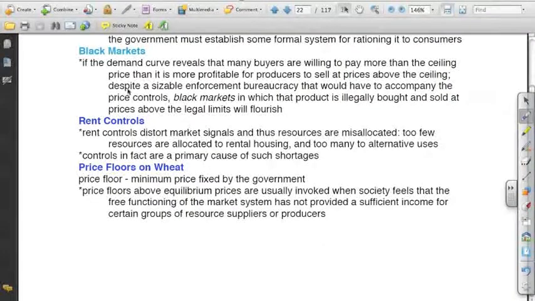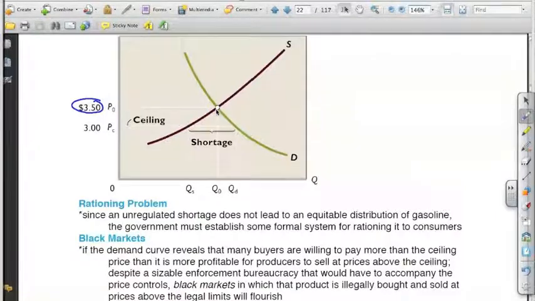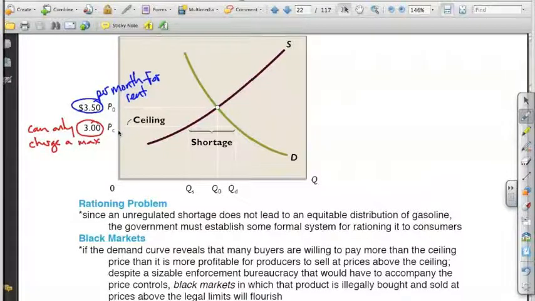Another reason we have shortages is rent controls. So rent controls can cause a maximum price to be set for renters. Say that landlords want to charge $3.50 per month for rent. But then the government comes in and says, no, you can only charge a maximum of $3 per month. Because of that, we're going to have more people wanting to rent than there are places to be rented.